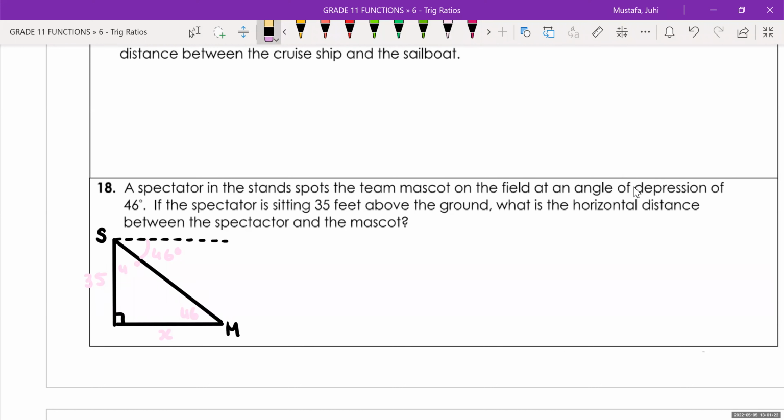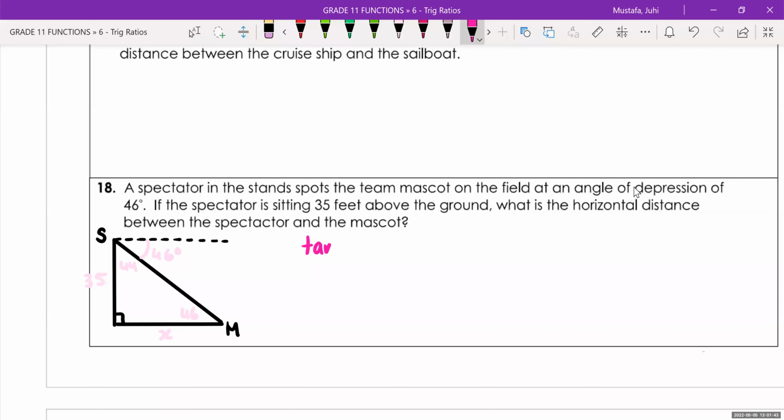Okay, so we have a lot of options for this question. We can use a bunch of different things. So this was 44 and that's 46. It doesn't matter which one you choose to use. Pick an angle, label your diagram, and figure out what it would be. And I'll do the measurement up here as well. So I'm going to use tan 46 probably.